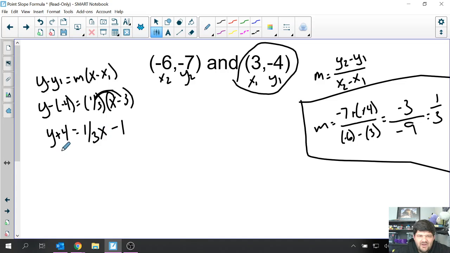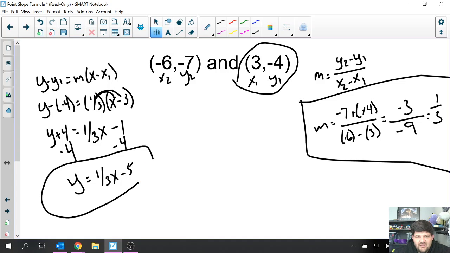And then to get y by itself, do the opposite. So the opposite of plus 4 is minus 4. Subtract 4 from both sides, and you get y equals 1/3 x. Negative 1 minus 4 is negative 5. And you can check this answer in a multitude of ways. You can graph this line that we just had and then graph these 2 points and make a line through them, and they should be the exact same thing. And yeah, good to go.